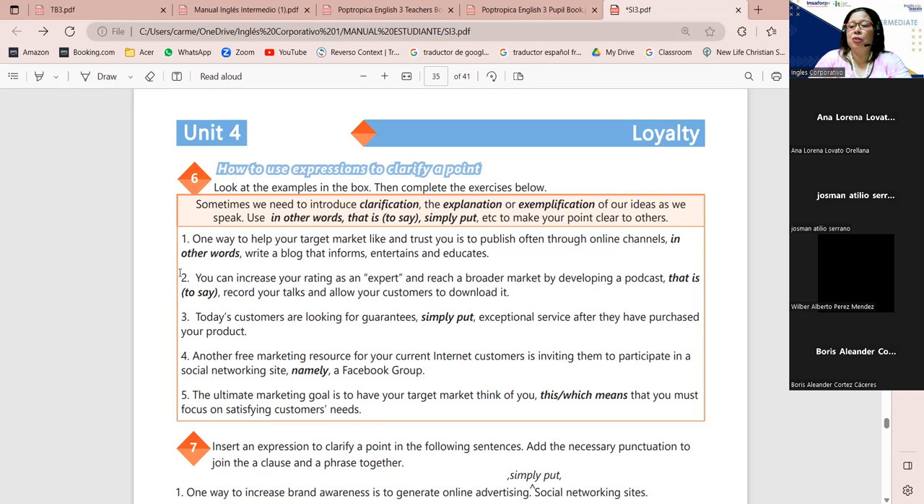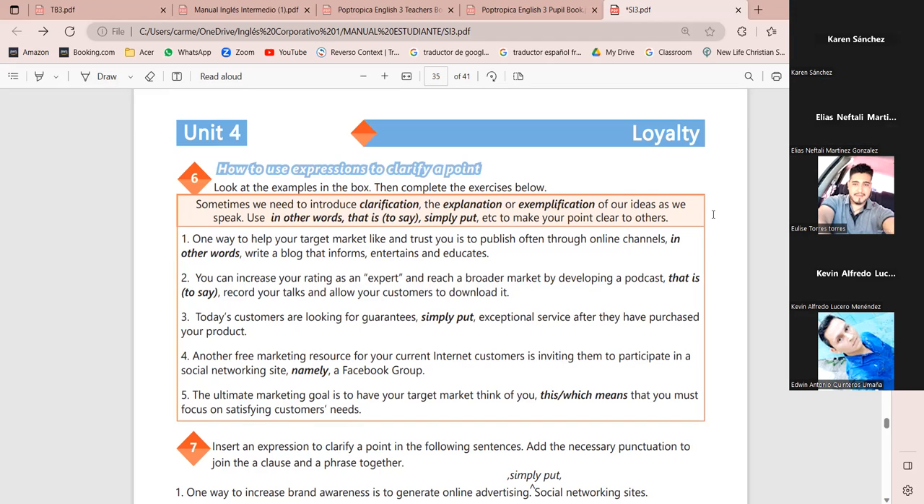All right, number two, who wants to read number two? Me. Okay, please, Kevin. Two, you can increase your rating as an expert and reach a broader market by developing a podcast. That is, record your talks and allow your customers to download it. Okay, you can say, that is to say, or you can say just to say, or you can say that is, without to say. So this is like this, right?